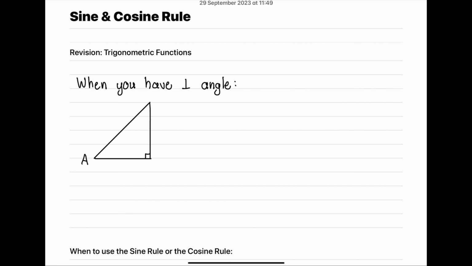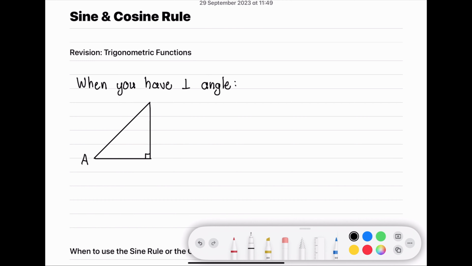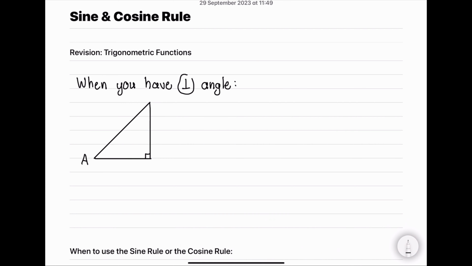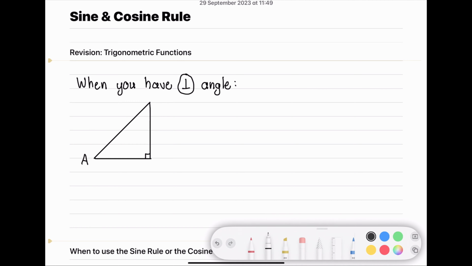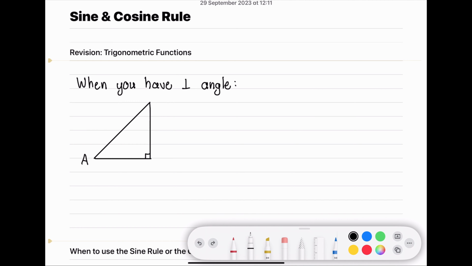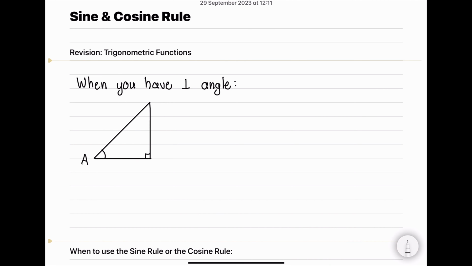Before we get into the sine and cosine rule, we can do a bit of revision with trigonometric functions. You can use the standard sin, cos, and tan when you have a triangle that is perpendicular. So this symbol just means that it's a perpendicular angle. When you look at angle A, you can see that this is the opposite side, this is the hypotenuse, and this is the adjacent side.